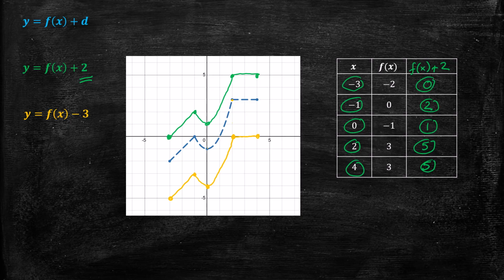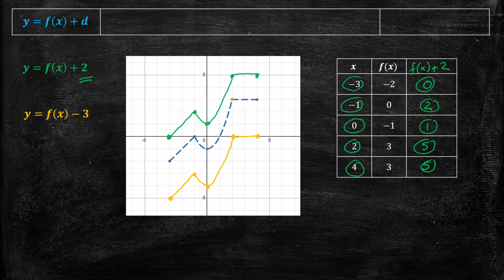So to summarize that, let's put the little table here. The effect of adding d to the outside of the function is that you get a vertical shift, and it's up if d is positive, as in the green equation, and down if d is negative. And what's really useful actually is to summarize what happens to each individual point. So notice that any point x comma y on the original function, x remains unchanged, and y changes by you add or subtract whatever the constant is.